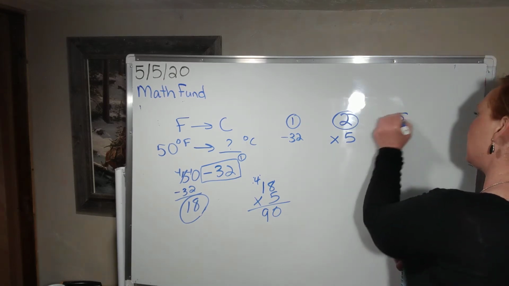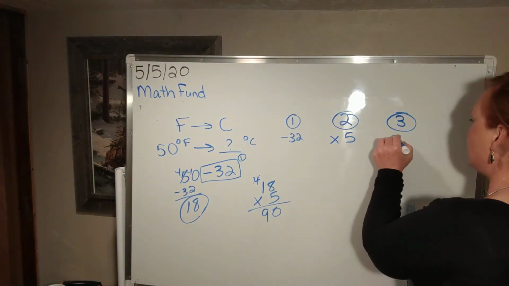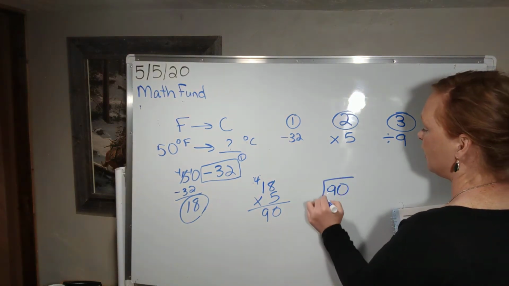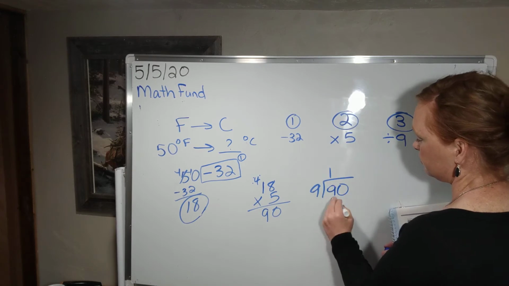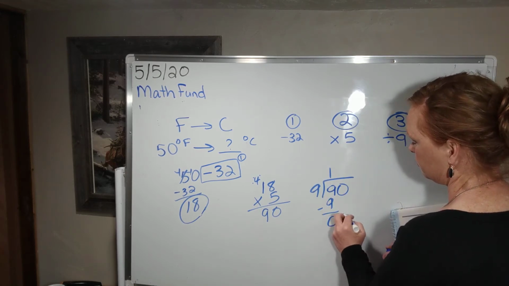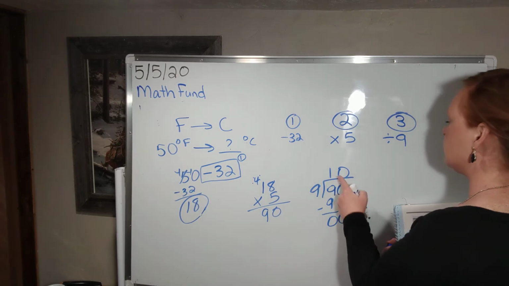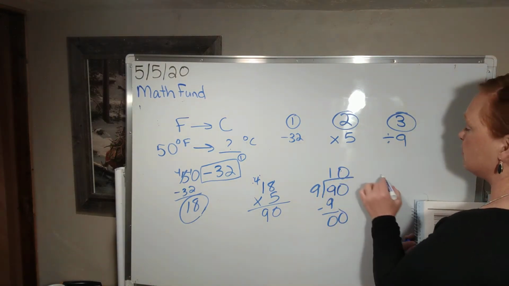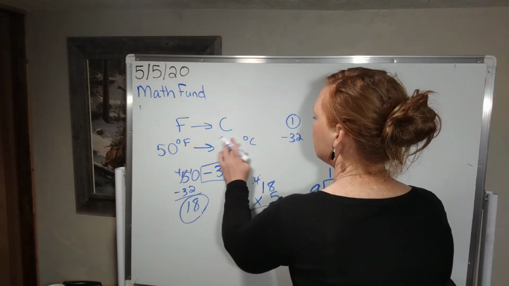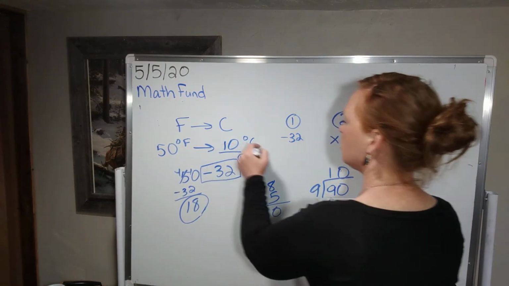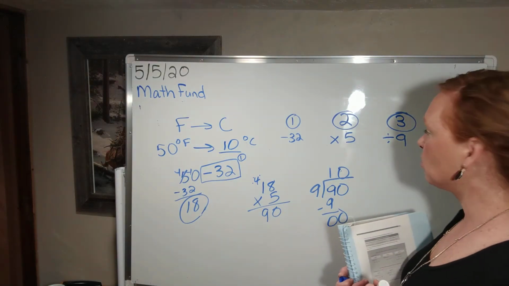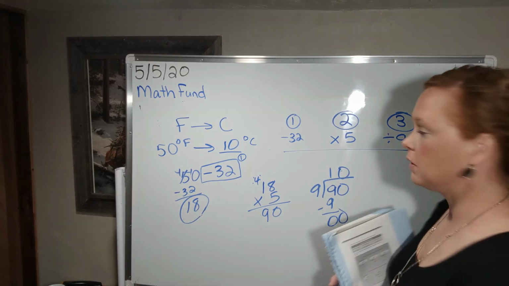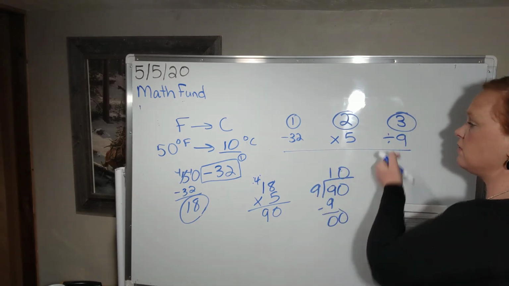And step 3 is divide by 9. So I take my 90 and I divide by 9. So I get the answer of 10. Once I've done step 3, this is my answer. So 50 degrees Fahrenheit equals 10 degrees Celsius. Kind of really easy steps. Just make sure you do them in order. First, subtract 32, multiply by 5, divide by 9.